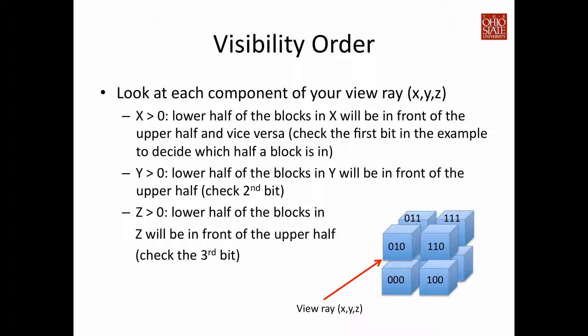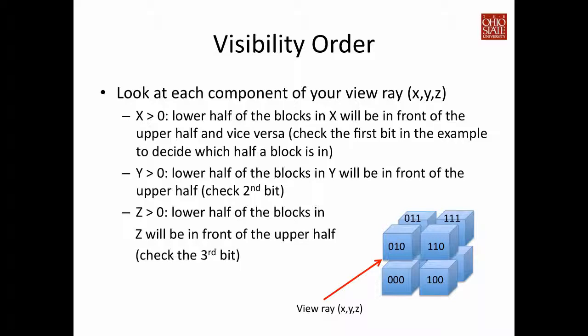Now the next question is, how do we know the visibility order? That is, how do we know the order that we're going to use to composite those images together? So this can be done actually quite easily. Assuming your view direction is XYZ, you can determine the front and back relationship between the data blocks by looking at the sign of the X, Y, and Z components.